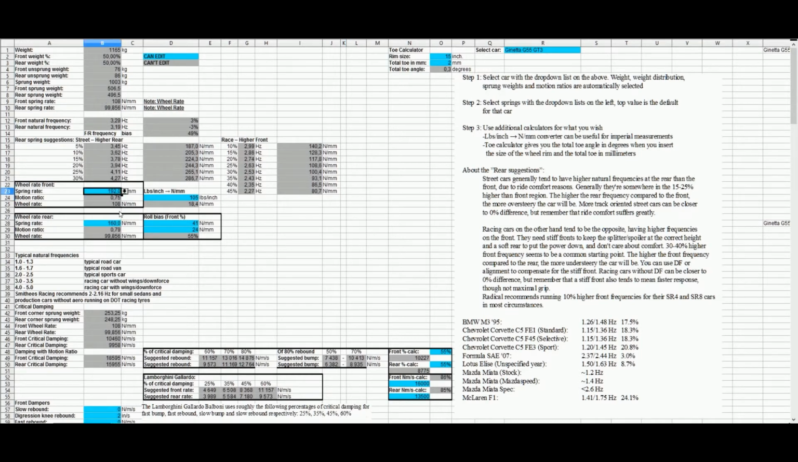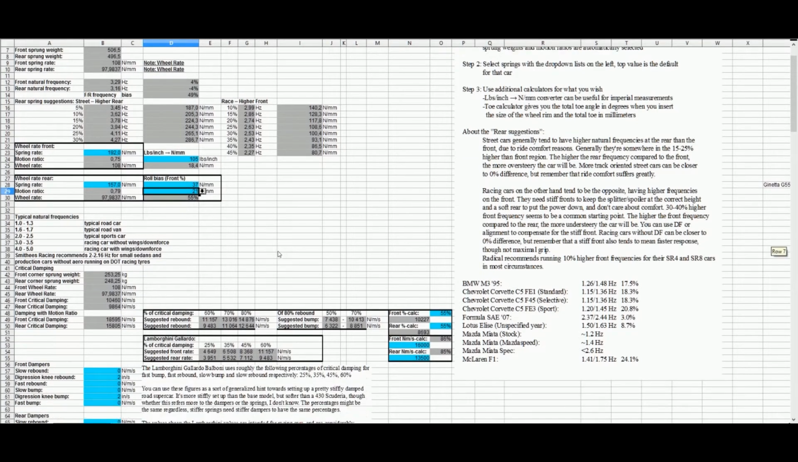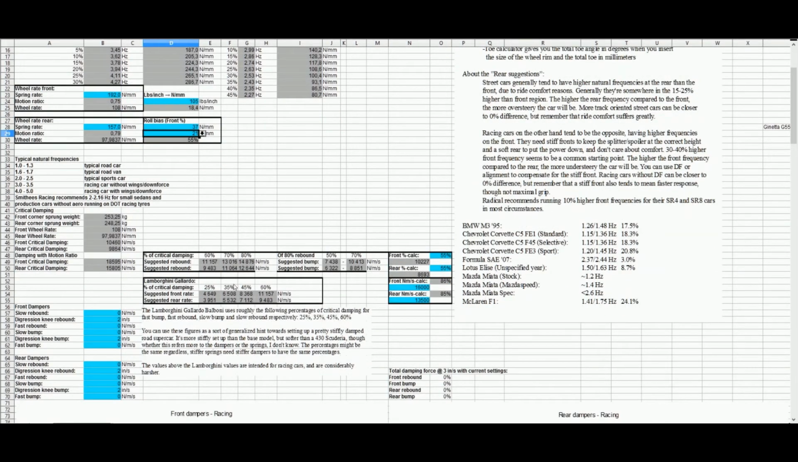The springs for the default are 192 at the front and 157 at the rear. The roll bars don't really matter at the moment, but I think they are something like this. They don't enter into this. But yes, here we get the settings, and now we can put in the dampers from the setup.